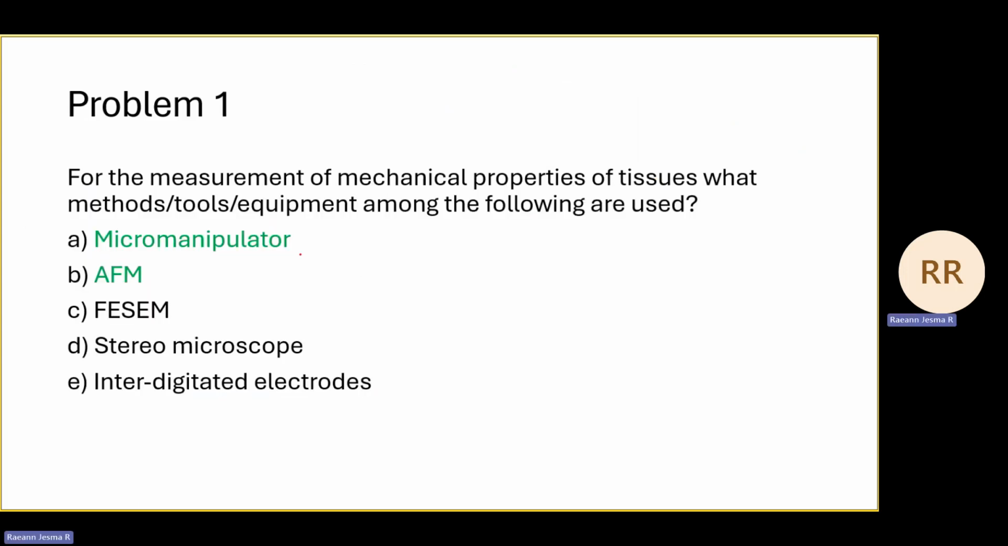So the correct answer is option A, micromanipulator, and B, AFM. By using these two tools, you can give some amount of force to the tissue, and by giving some force to the tissue, you can study the mechanical properties of the tissue. Is this clear?